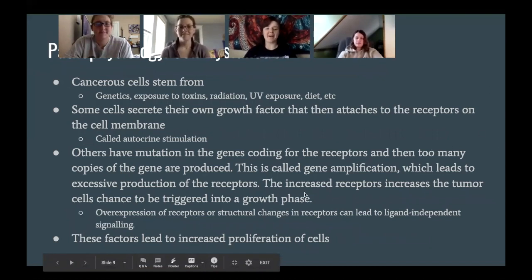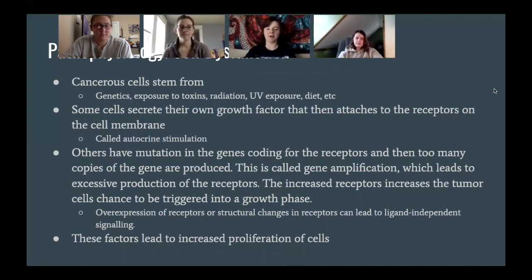So I had the pathophysiology and cell dysfunction of cancer cells. Just to start off, cancer cells stem from either genetics, exposure to toxins, radiation, UV exposure, diet, and there are hundreds of other things that can lead to cancer, but those are some of the main ones. And then at the cellular level, some cells secrete their own growth factor that then attaches to the receptors on their own cell membrane, which is called autocrine stimulation.